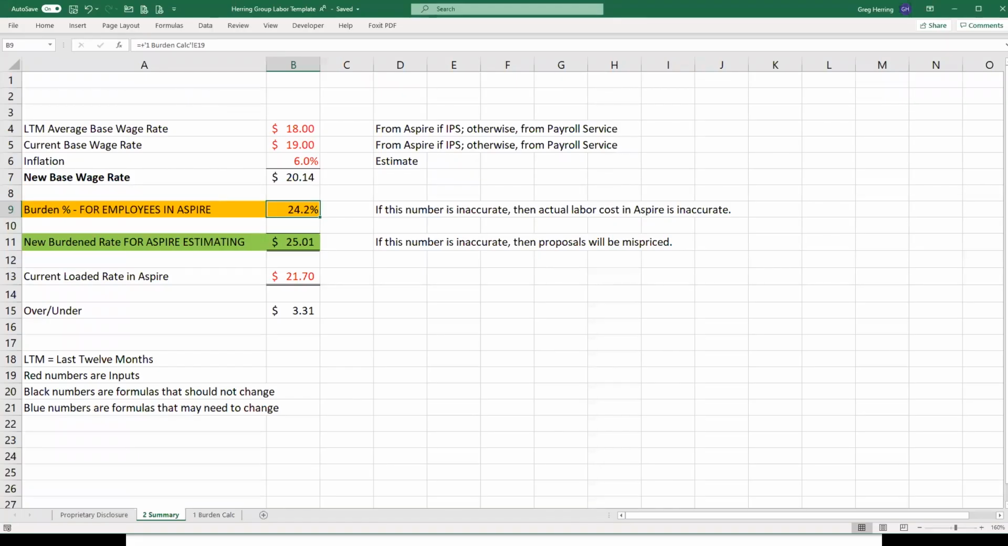Now, we actually calculate this by division. I just kept it simple by showing total company. Again, the numbers are made up. They're in the ballpark, but they're made up. So don't take these numbers and run with them.